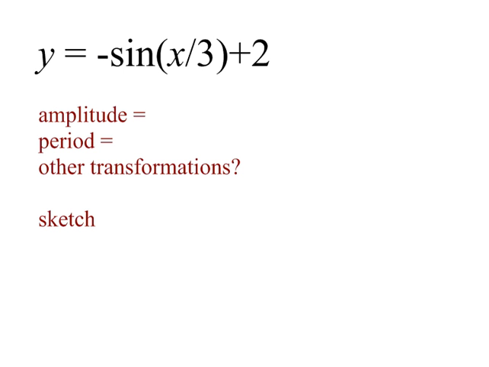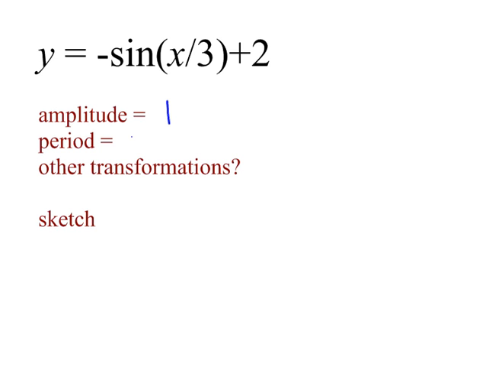Okay, now I have negative sine x divided by 3 plus 2. Be careful here on the amplitude. A lot of people like to say it's negative, but if you remember how I defined amplitude, amplitude is a distance, so it is always a positive number. So in this case, it's a positive 1.